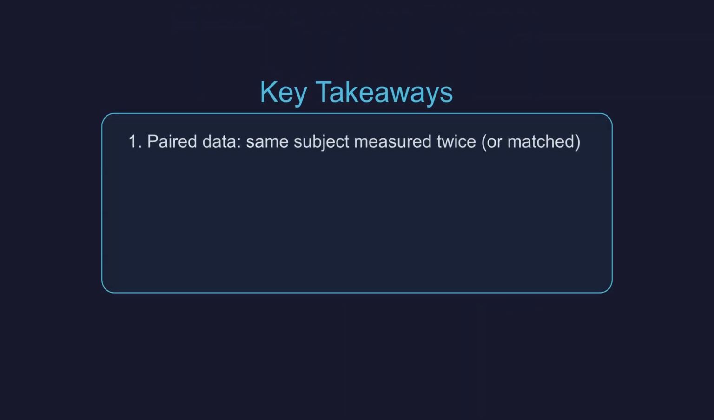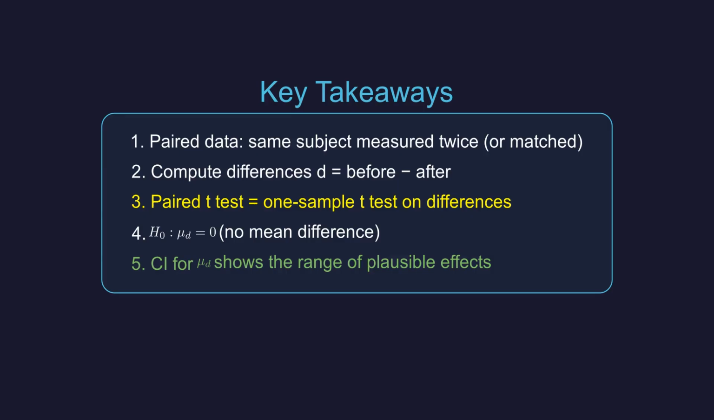To summarize, paired data arises when the same subject is measured twice or when observations are naturally matched. The analysis reduces to computing difference scores and running a one-sample t-test on those differences. The null hypothesis is that the mean difference is 0, and the confidence interval for the mean difference shows the range of plausible treatment effects.